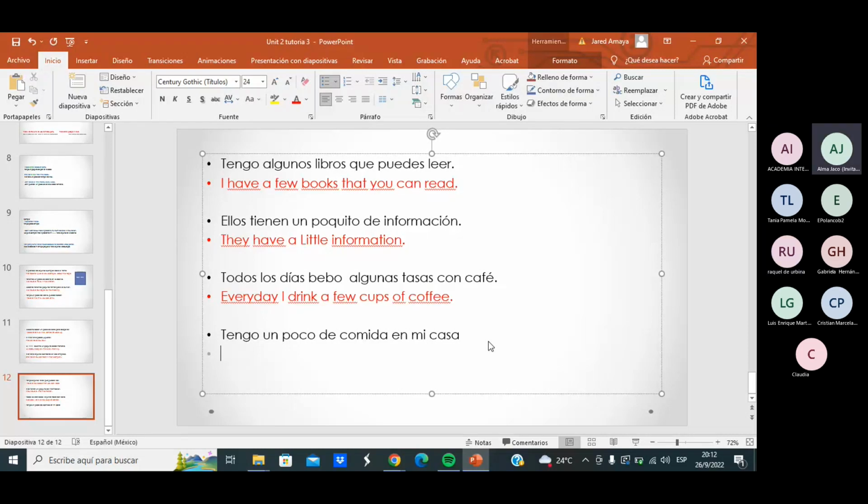I have a little meals in my house. Have a little what? Have a little what? I didn't hear. Meals, milk? Why milk? Comida. Okay, I have a little milk in my house. No, milk, no, meal. Oh, yeah, meal. Yeah, but in this sentence you can use food.